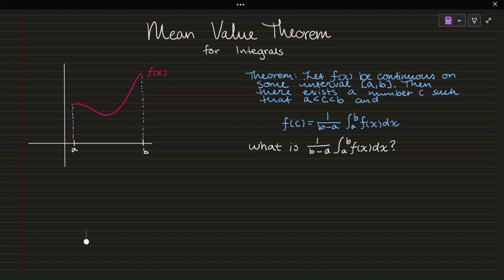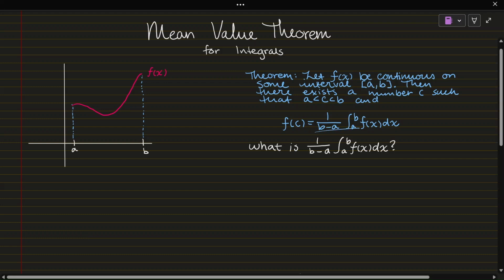Let's break down what this is saying. Let's think about this right-hand side here. What is this? Well, we can think of the integral as a Riemann sum of all the little heights times the little widths. Remember all the little rectangles, it's the way we define our Riemann sum, and we take the limit as this goes to infinity.